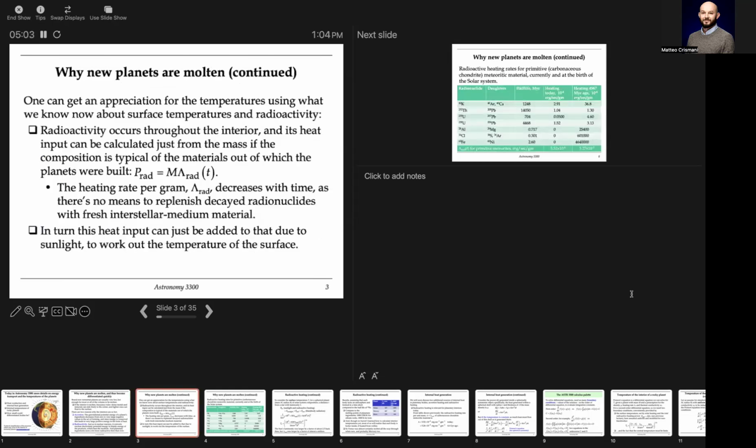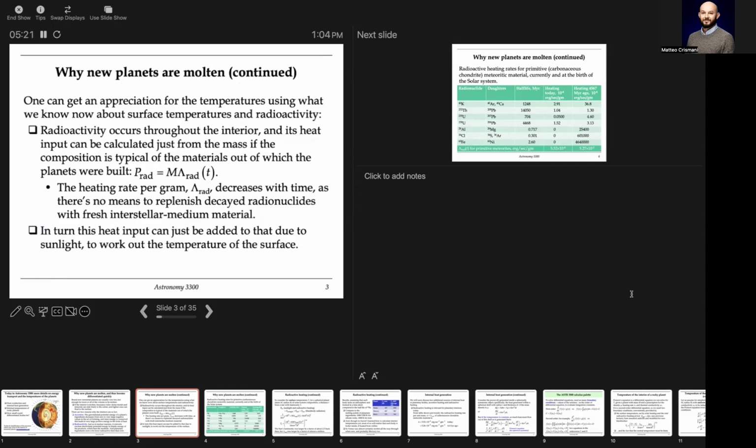Okay. So let's use what we know about surface temperatures and radioactivity. So I'm going to tell you how radioactivity works really quickly. We're going to talk about the exterior of the planet. Then we're going to move all the way through the interior of the planet and figure out how big you have to be differentiated all the way through.